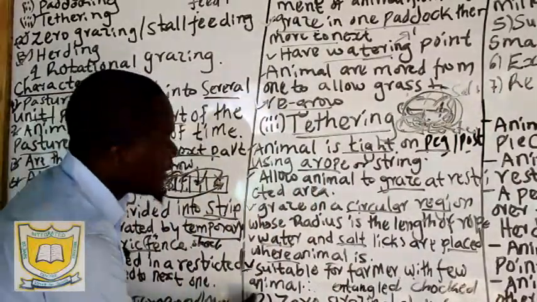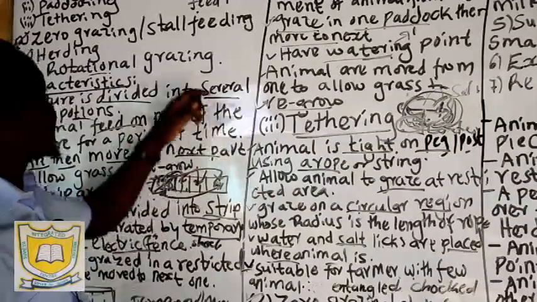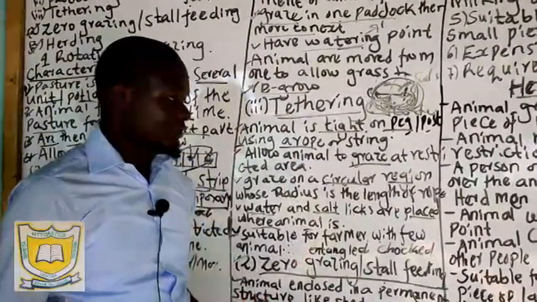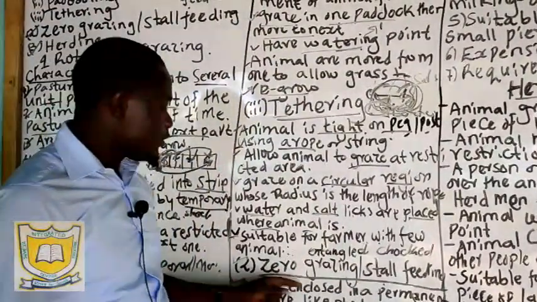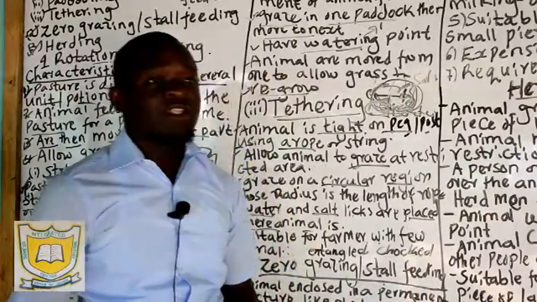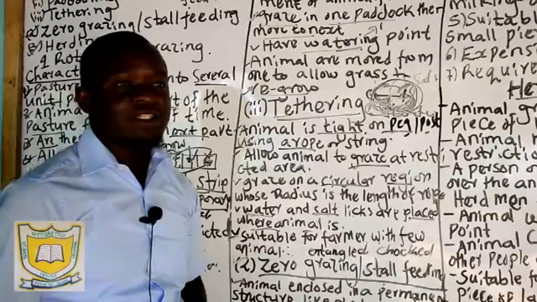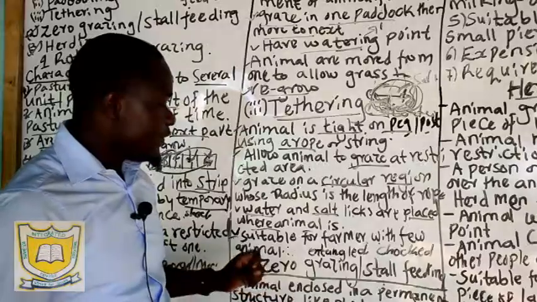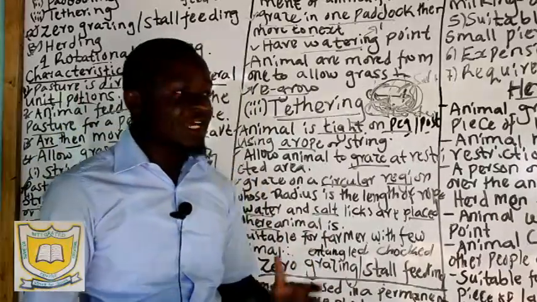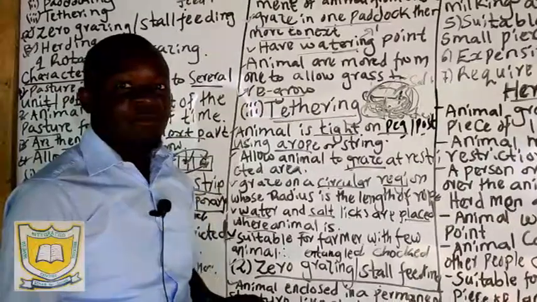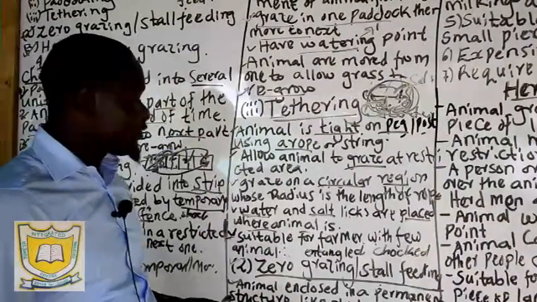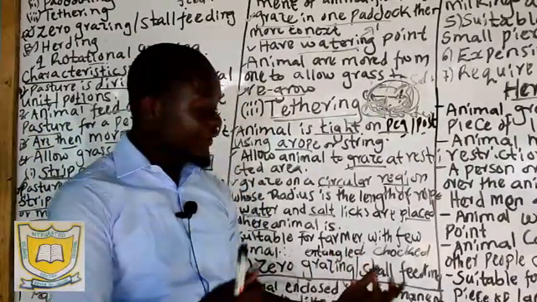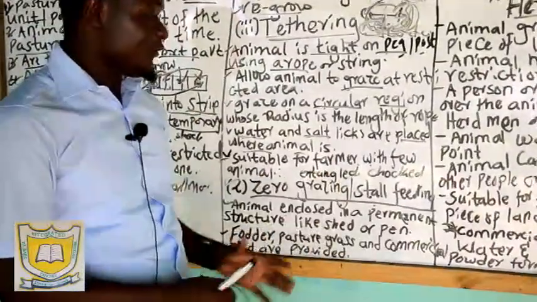Now we move to another method of grazing. Remember, the previous ones are under rotational grazing. Examples are strip grazing, paddocking, and tethering. Now here we are going to discuss what we call zero grazing, or stall feeding. Zero grazing is carried out in areas where we have very many people, or areas that are densely populated. Under zero grazing we are going to discuss the different characteristics, and the other name for zero grazing is stall feeding.